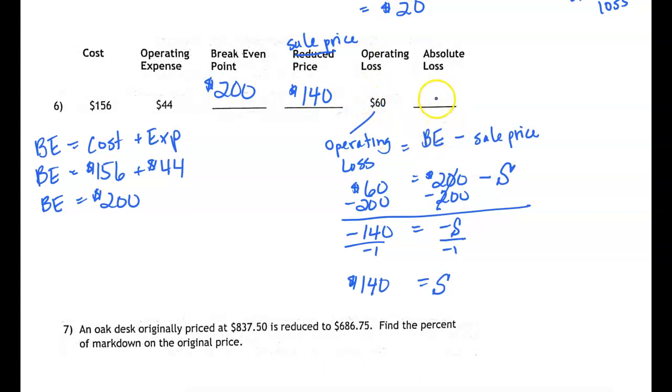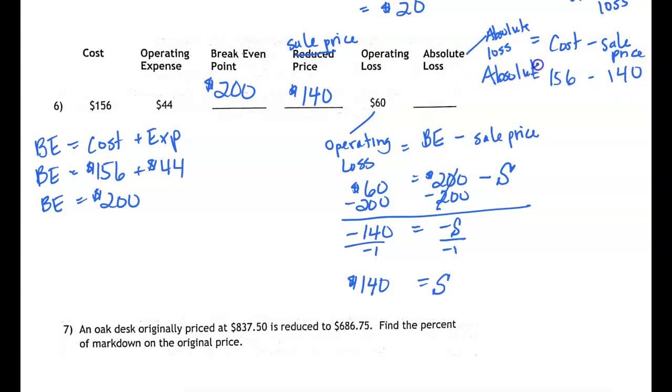The absolute loss means that the item was sold for a smaller dollar amount than the item cost itself, and that is the case. So to find absolute loss, we take the cost minus the sale price. Our cost was $156, and the item's sale or reduced price was $140. So that absolute loss is $16.